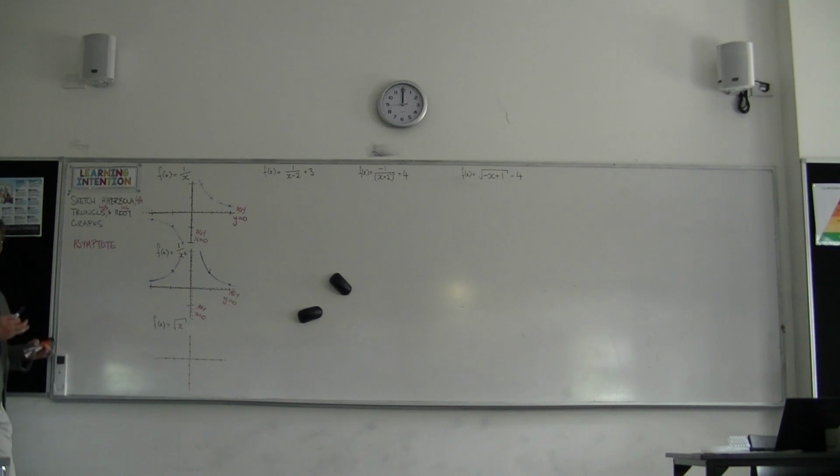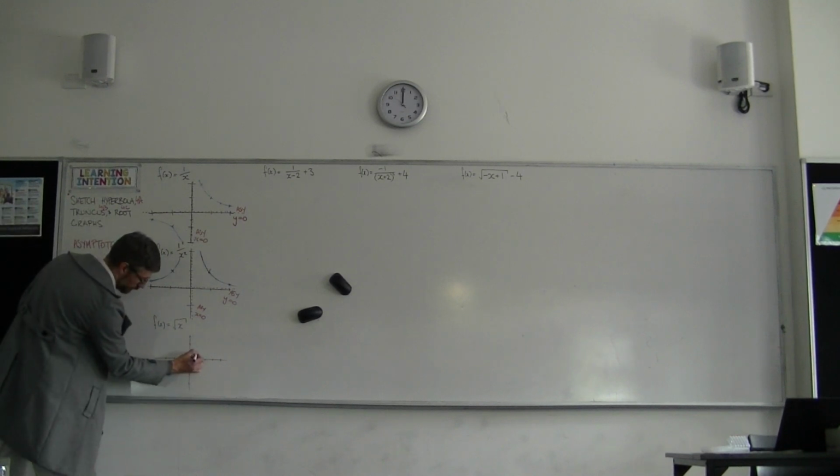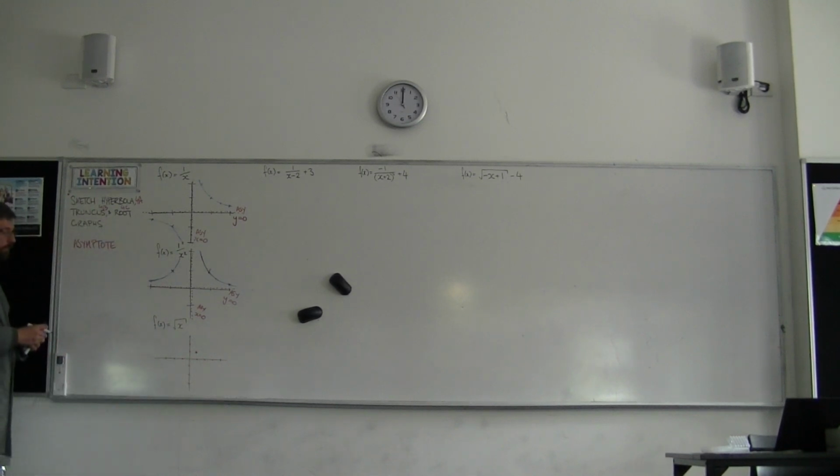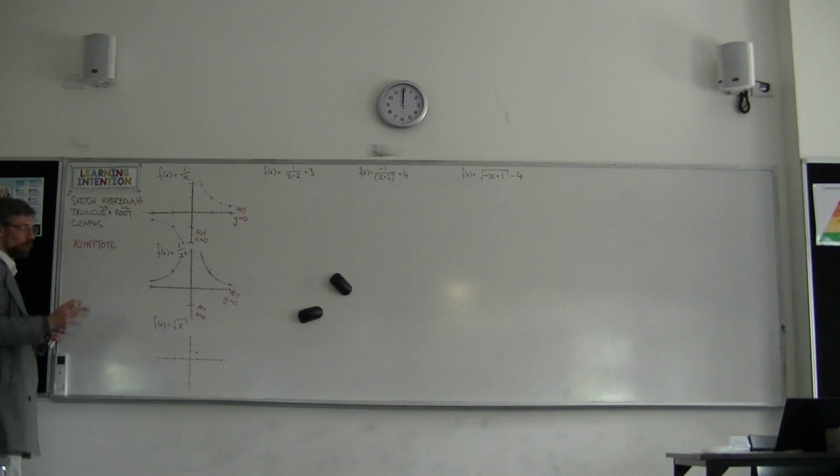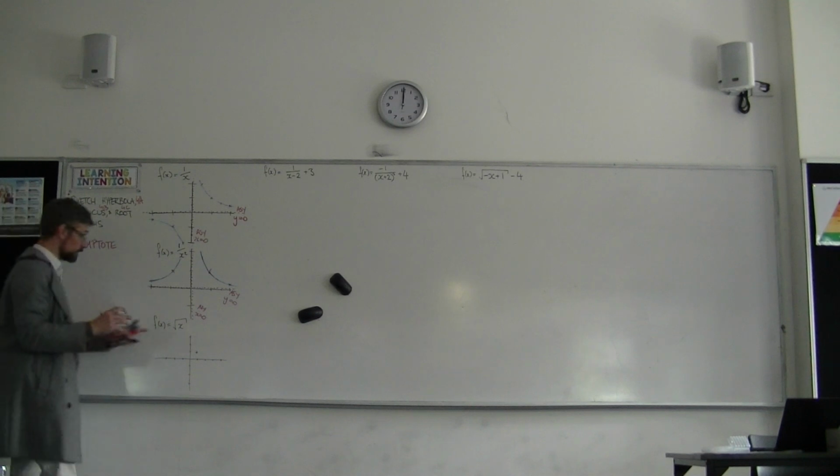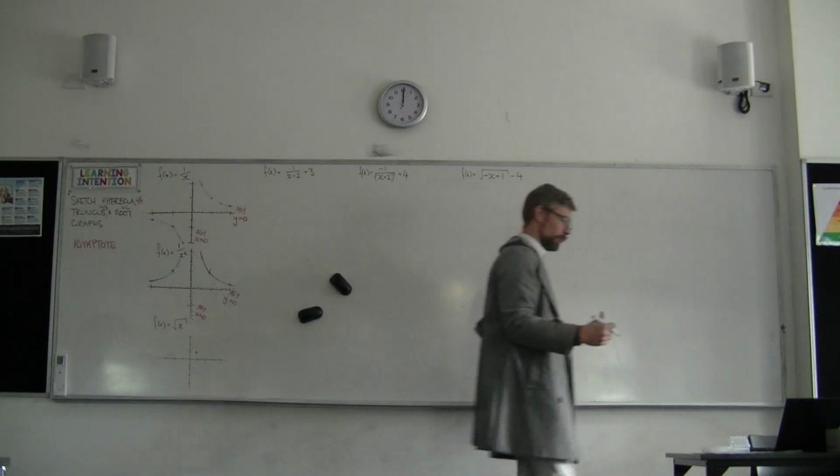Right, throw numbers at it, see what it does. What would you like to throw at it? 1. Okay, I throw 1 in, what do I get back out? 1. 1 goes to 1. Cool. What's the next number you want to throw at it? 4. Why 4? Because it's a square number. Right, it's a nice square number, so you're thinking ahead about what will go into it.